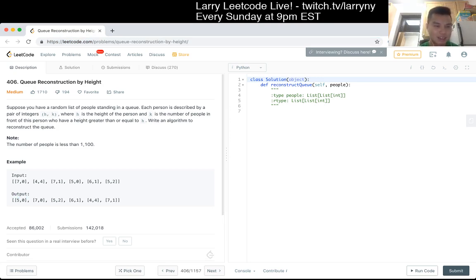Okay, so 7, 0. I've read the problem, now let me try to parse it in my head. So 7 is the height of this person, and there's several people in front of this person who are taller than them. Okay. It sounds like a tree problem, but okay, so I'm going to try to do a little bit by hand right here.